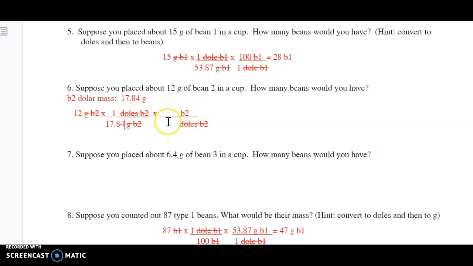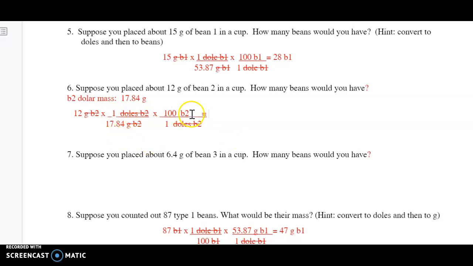All right. So a dole, and when I say a dole, that's 1 dole. So I'm going to put 1 down here, is always 100 beans. So I just type in the 100. All right. So that's it. That's essentially the setup. And then all you have to do is press your equals and do the math.